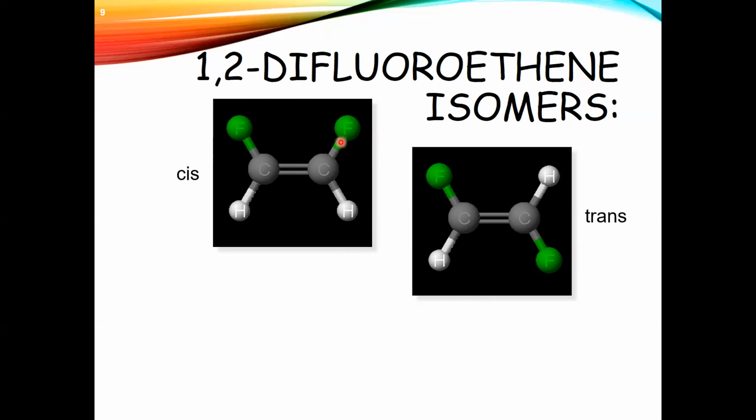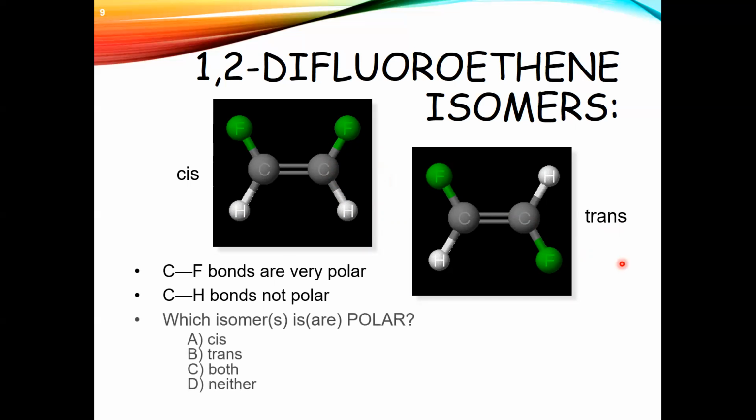So in both of these molecules, the CF bonds are very polar and the CH bonds are not polar. However, these molecules differ in polarity. So I'm going to ask you a question here. This will be an iClicker quiz. Which of these isomers is polar? Are they both polar? Is the cis one polar, the trans polar, or neither? Go ahead and pause the video and figure it out.